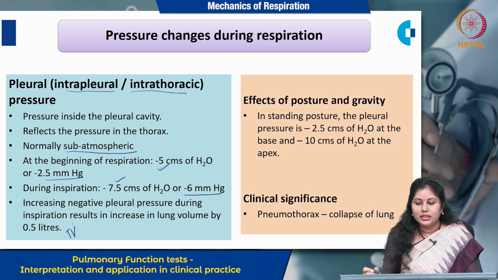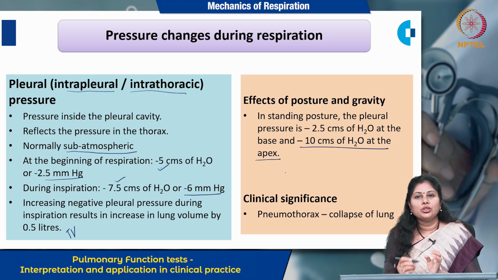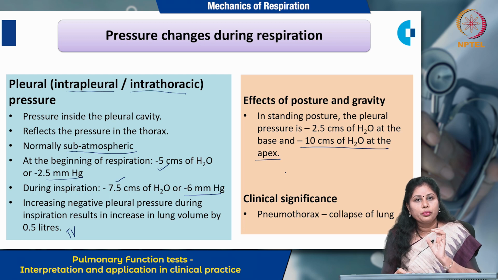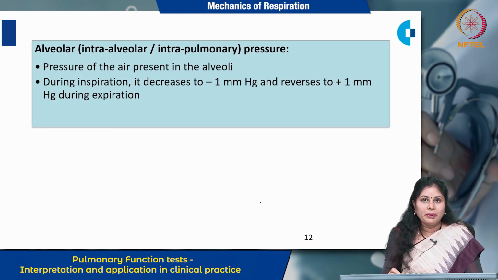As we discussed before, the effect of posture and gravity is significant on the intrapleural pressure. So, in standing posture, because of gravity, the apex has a more negative intrapleural pressure compared to the base of the lungs, the reason for which we saw in the last slide. The clinical significance of this intrapleural pressure is that whenever there is an accumulation of air or water, as in pneumothorax or hydropneumothorax, the lung collapses. That means the negative pressure inside the pleural cavity is breached, so it pushes the lungs to collapse.